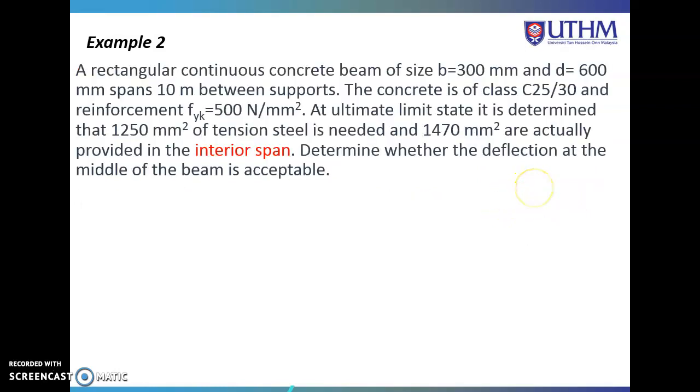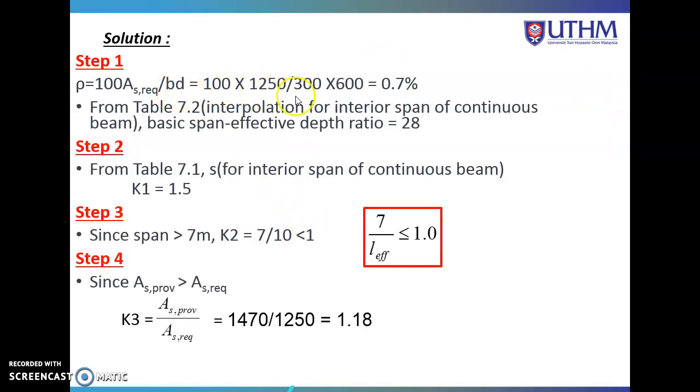Okay, so for example 2 it is also the same, but this one is a continuous concrete beam. It is stated here that it is an interior span, with a span of 10 meters. So it means there will be a K2 here. So here we can calculate the value of L over D. Since it is stated as an interior span for a continuous beam, K1 is equal to 1.5. You refer to this table, and you will see it as 1.5.